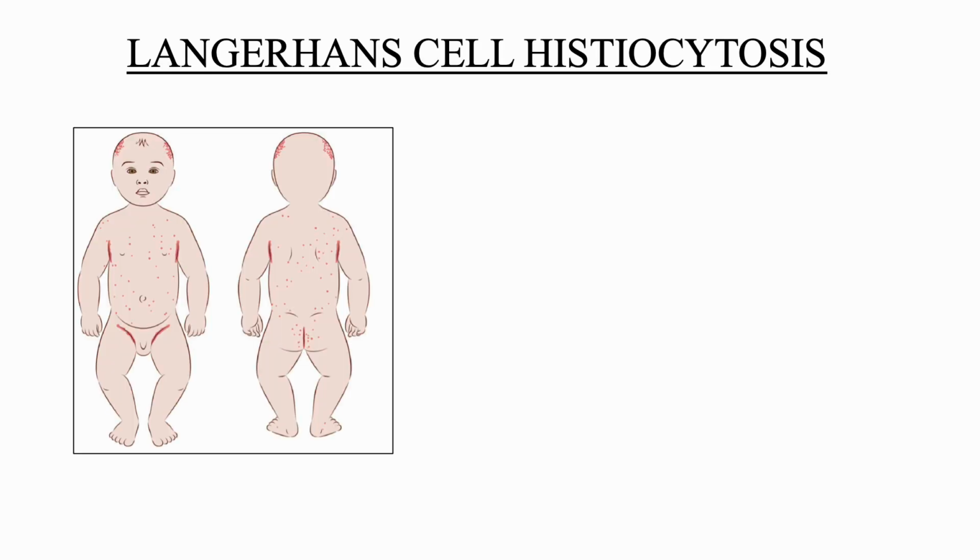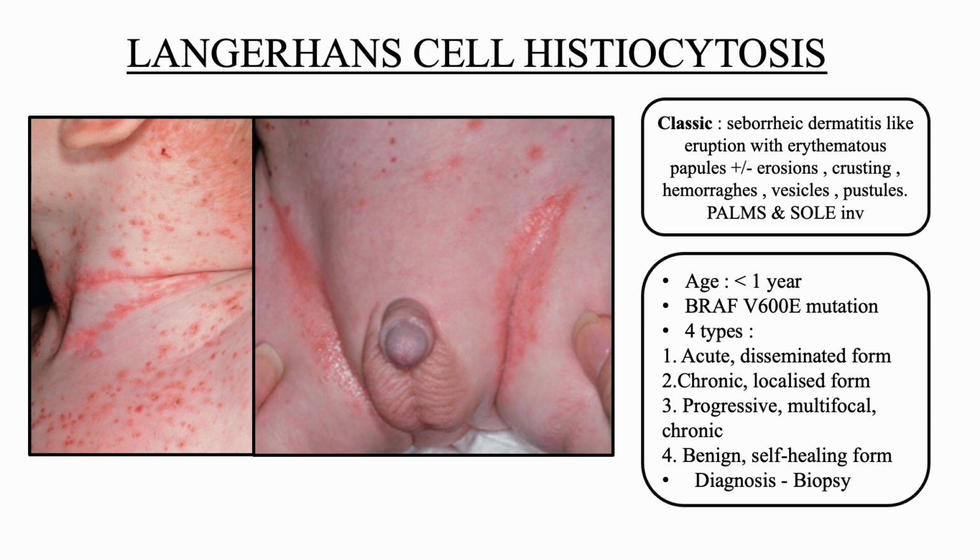Langerhans cell histiocytosis. In the image given, we can see erythematous and eroded papules in the neck folds, inguinal creases, and trunk with associated crusting. The classical presentation is a seborrheic dermatitis-like eruption with erythematous papules and eruptions. Palms and soles are involved. It usually presents in the age group less than 1 year. BRAF V600E mutation is present.